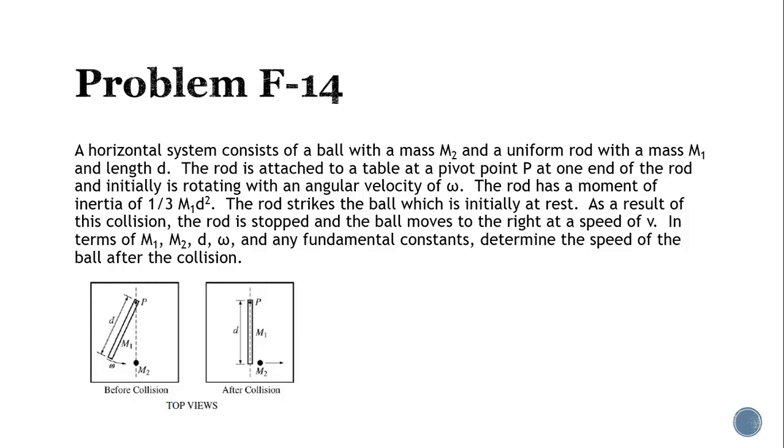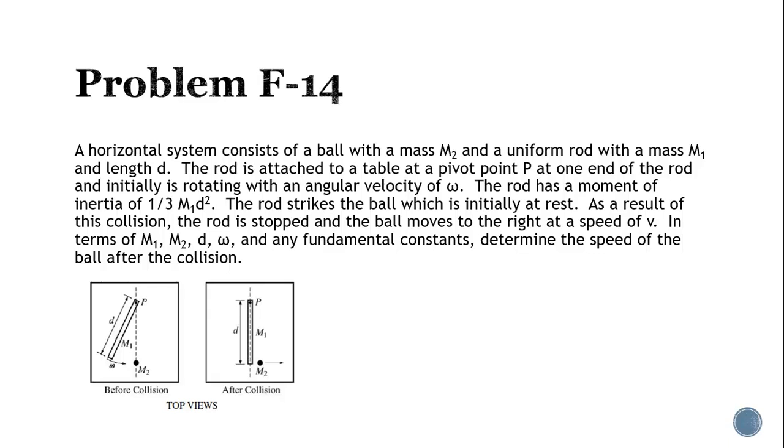In terms of m1, m2, d, and omega, and any fundamental constants we can think of, we're told to determine the speed of the ball after the collision. Now, at first glance, you might say, well, collision, conservation of momentum would make sense, but we run into a problem because the rod is rotating to begin with. And so how do I deal with the momentum of the rod? Do I do momentum of the center of mass of the rod, and then how do I work that out?